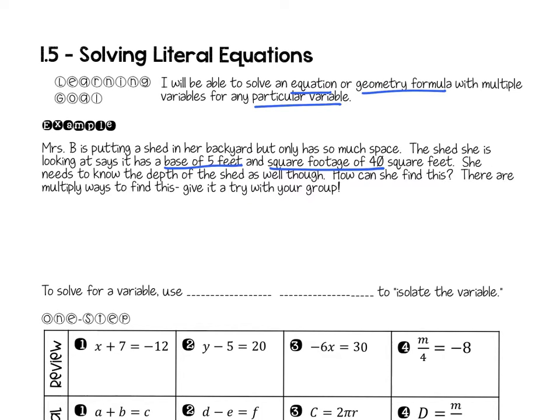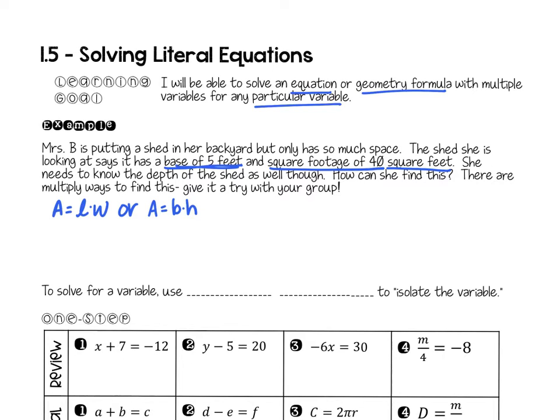So you want to think about what that formula is. Typically that will be given to you, but for square feet, and since it's talking about base, we're looking at a rectangular or square base thing. So square feet is represented by A equals length times width, or A, meaning area, equals base times height.